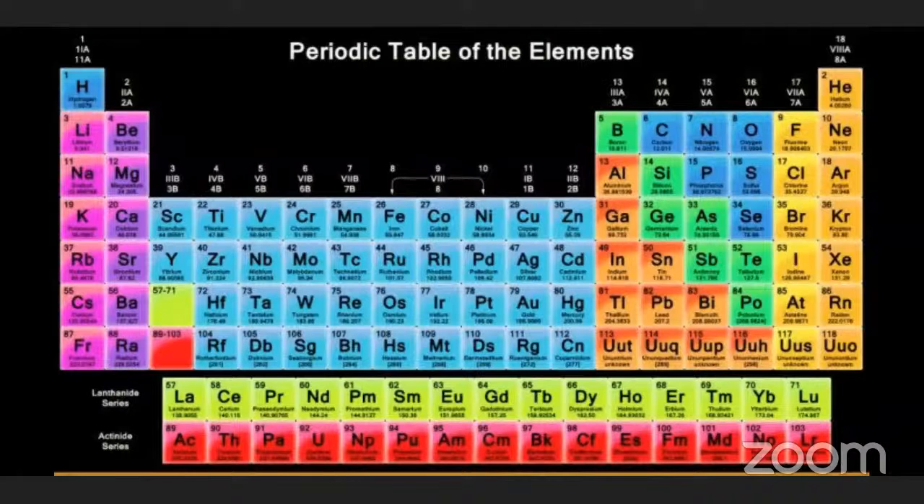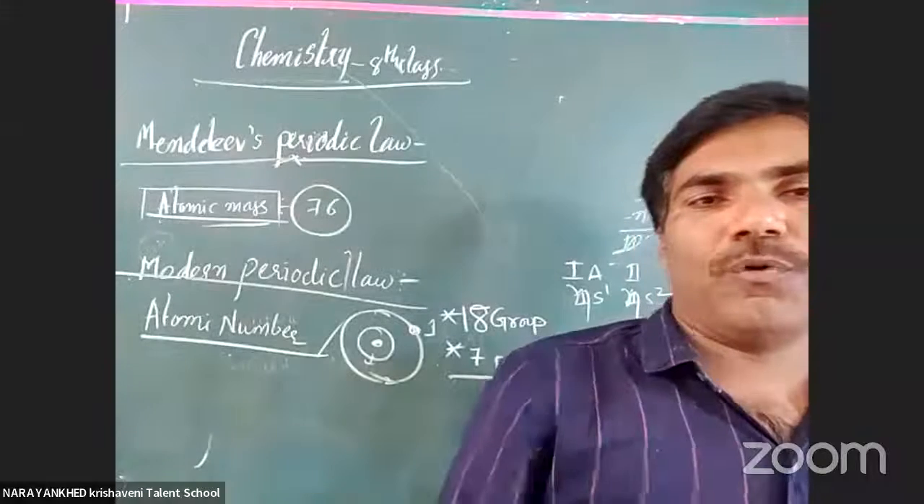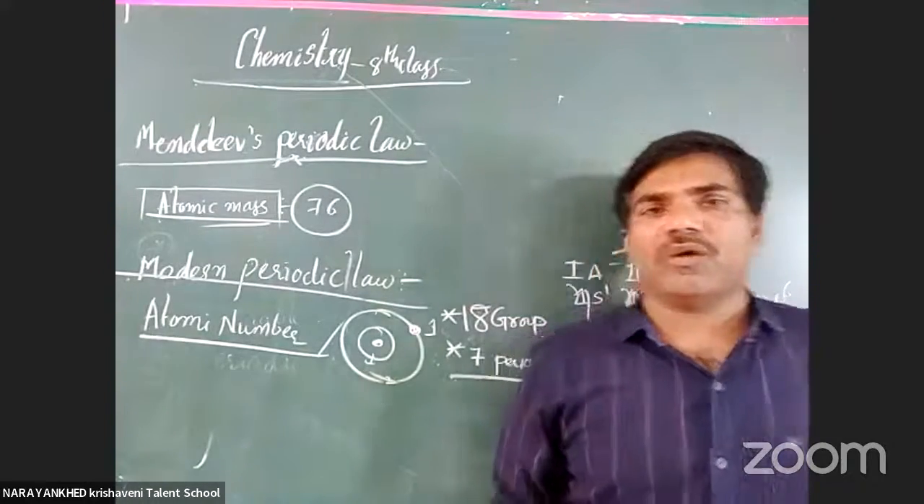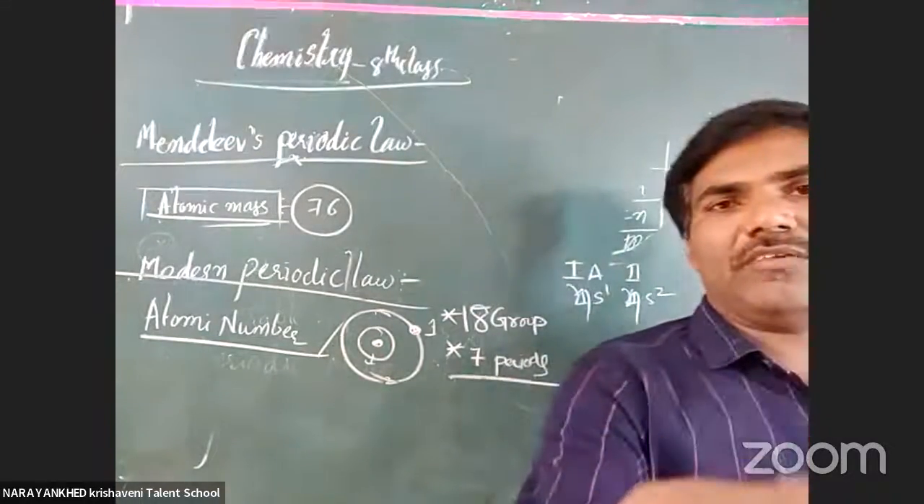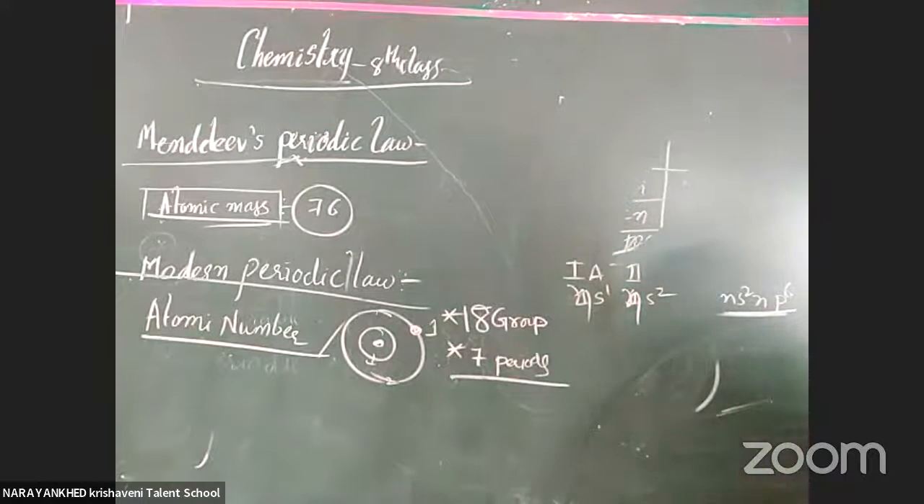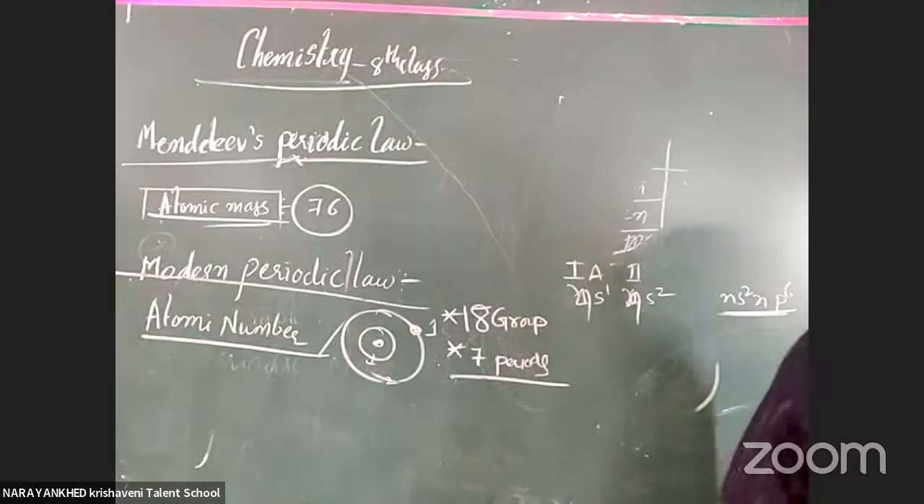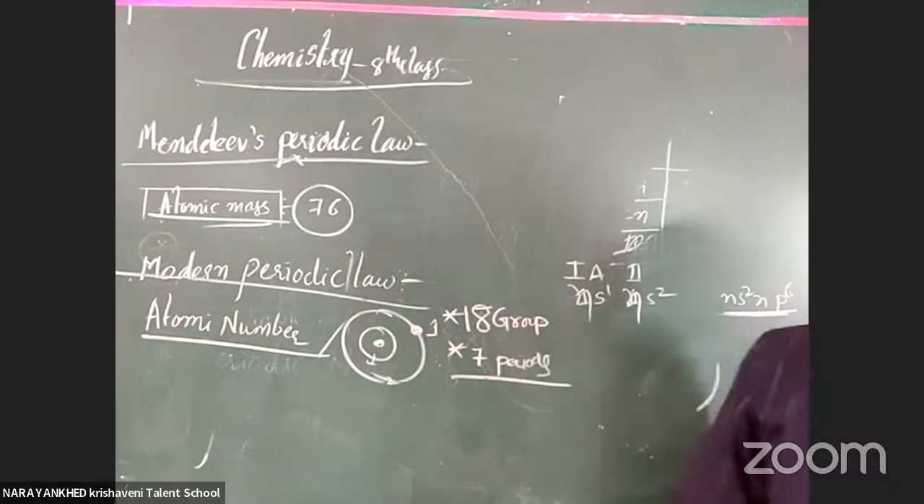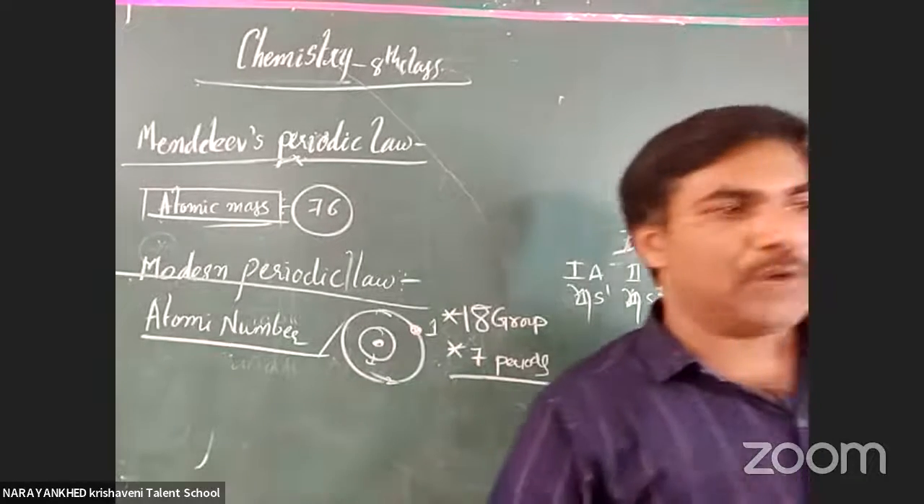Clear or not? If you require it, you have to take one screenshot of this particular periodic table. The periodic table and the element names, everything is there. I hope you got it. This is about the periodic table, all the students. Now we are going to discuss what periodic properties actually are. In the periodic table, we are going to discuss the properties that are important.